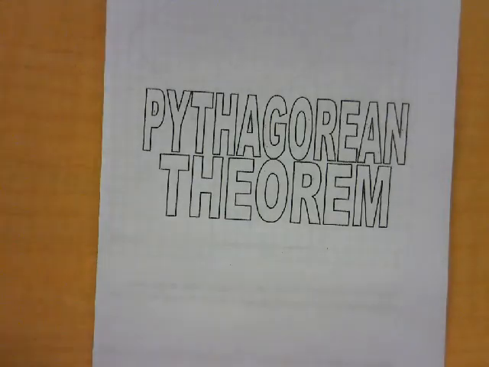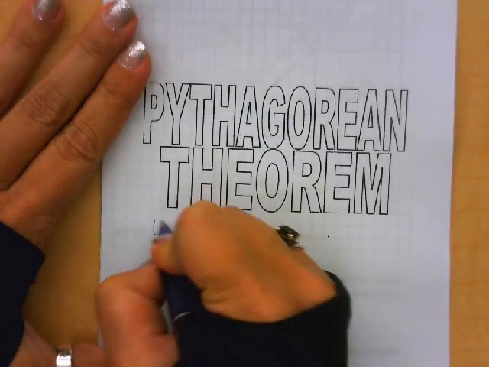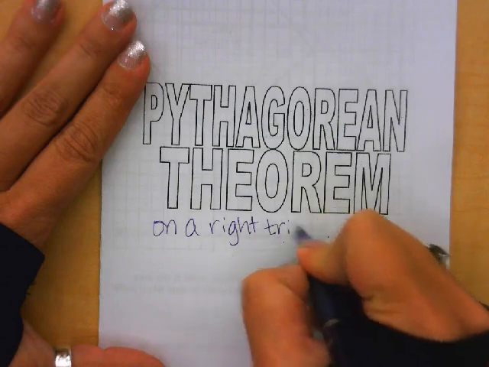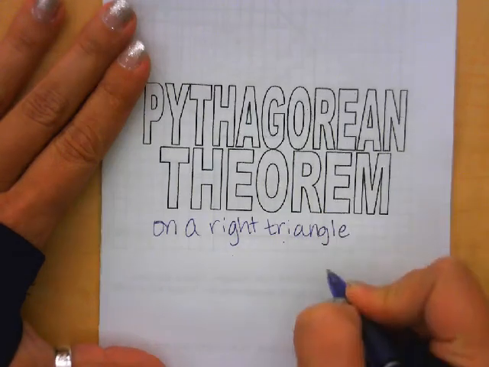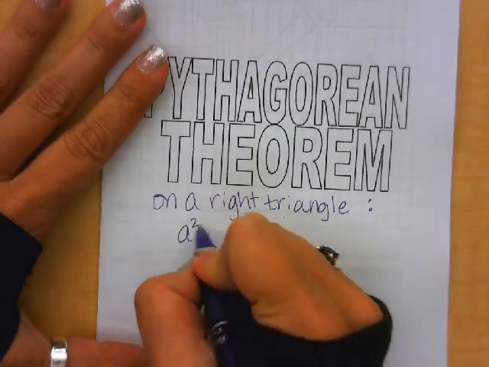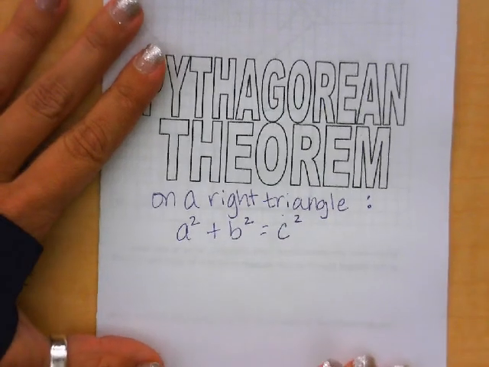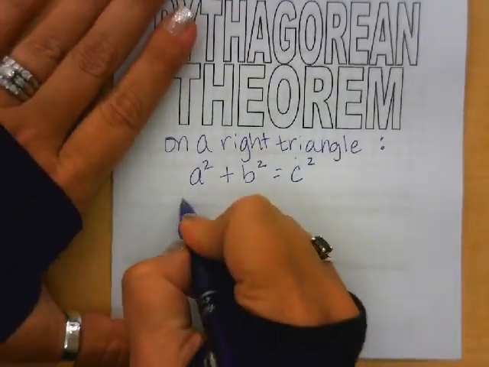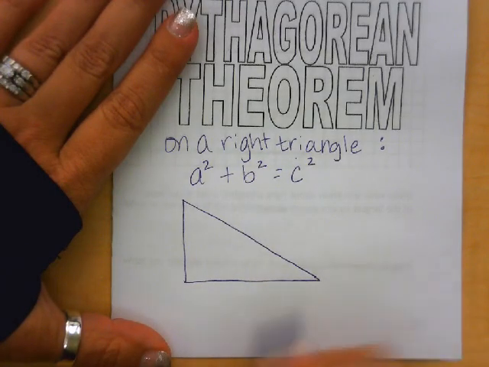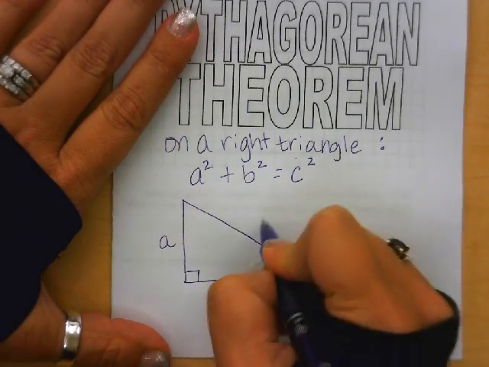Today I'm going to talk to you about the Pythagorean theorem. The Pythagorean theorem states that on a right triangle, if we take and square side A and add it to the square of side B, it will equal the square of side C. So when we look at a right triangle, and these have specific names we'll talk about, if this is my right triangle, I have A, I have B, and I have C.